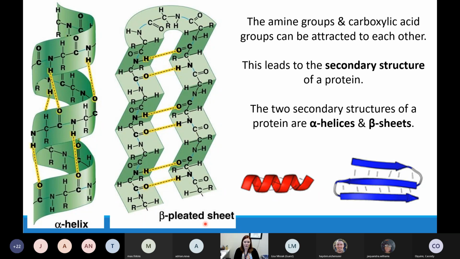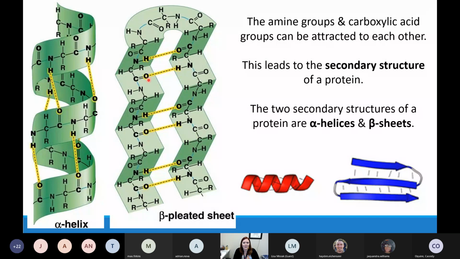Again, this secondary structure is because the amine groups and the acid groups are interacting with each other. But here's what's different about this interaction compared to what we talked about before. Before we talked about building peptide bonds, where we stole the water to get things to connect to each other. When we're talking about the secondary structure, we're not forming peptide bonds. We are forming the kind of bond that goes between a positive dipole and a negative dipole.